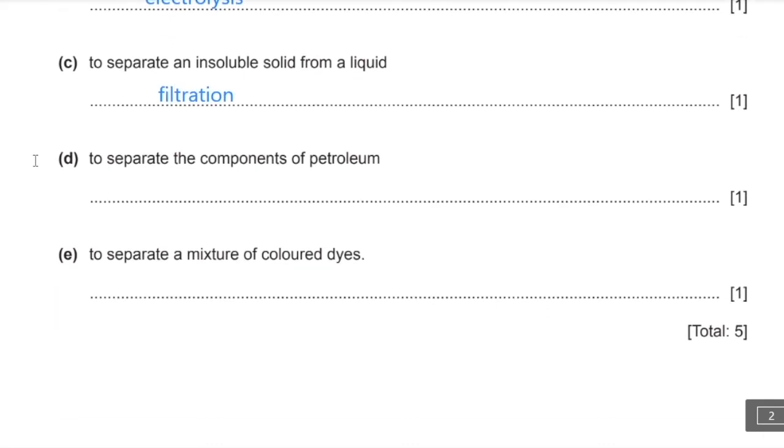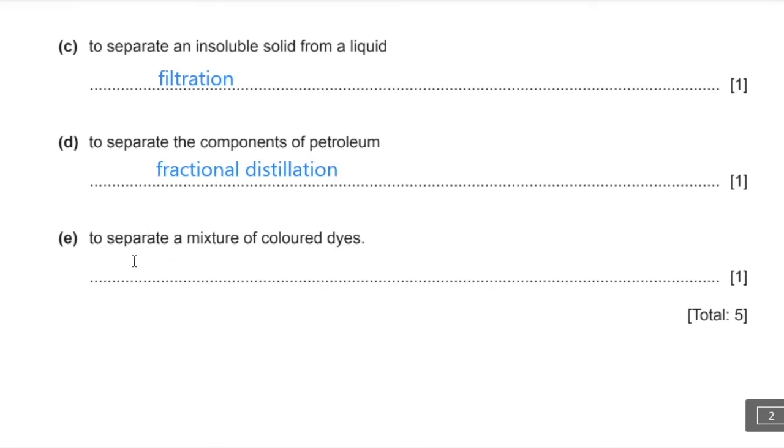D. To produce the components of petroleum. So this is based on the difference in boiling points, which are relatively closer. So the answer is fractional distillation. E. To separate a mixture of colored dyes is chromatography.